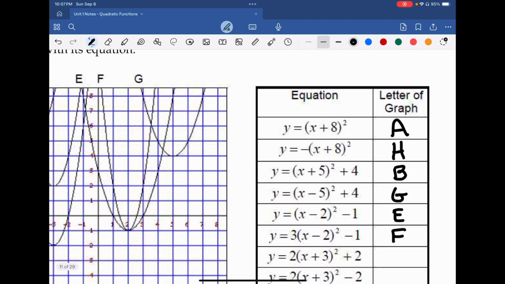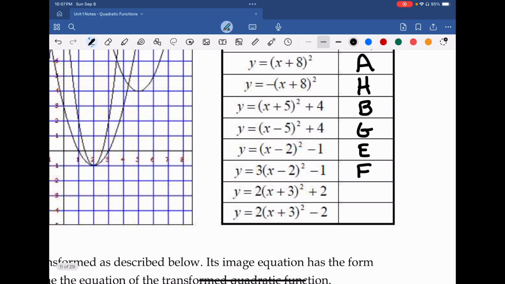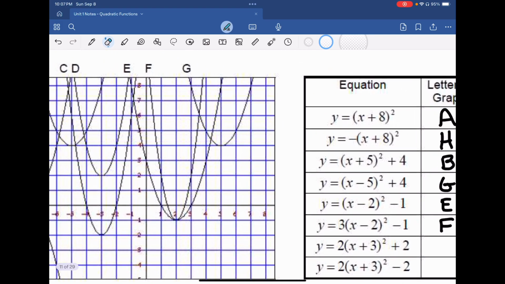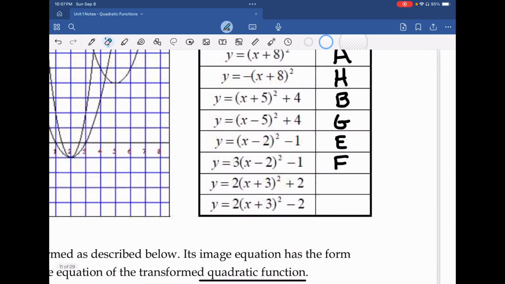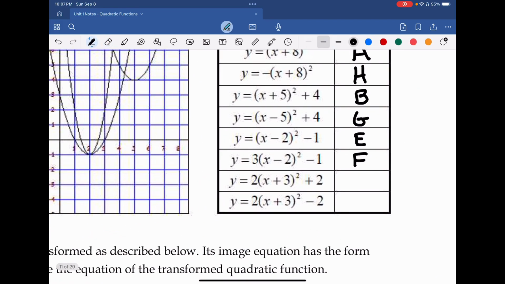The graph should be narrower than the original graph because the vertical stretch factor is where A is greater than 1. And just to make sure I get my labeling right here, it was D. I almost put G there, just thinking of a different graph. So we're going to put in D here.